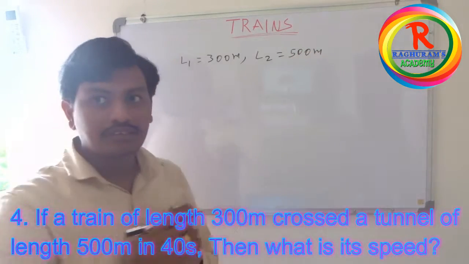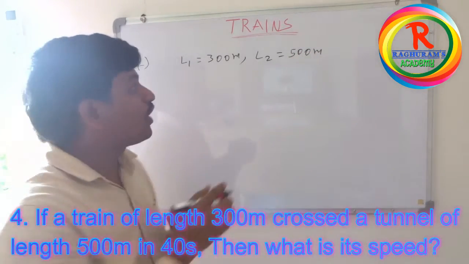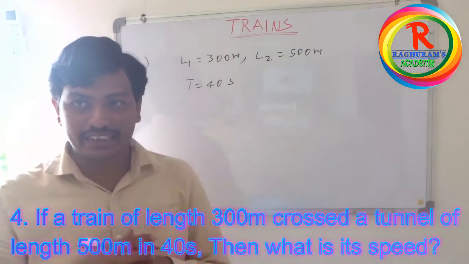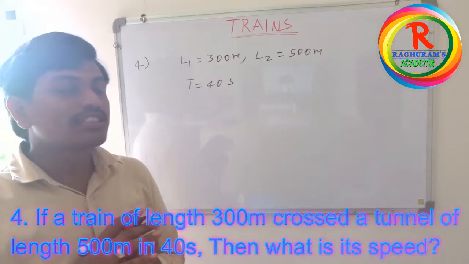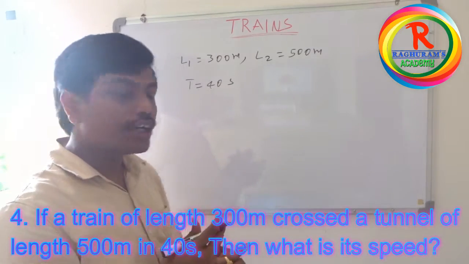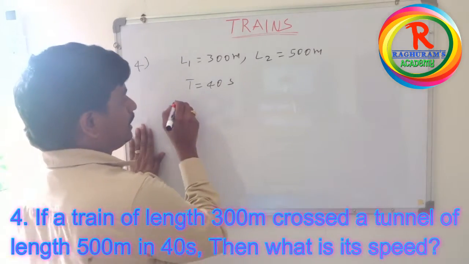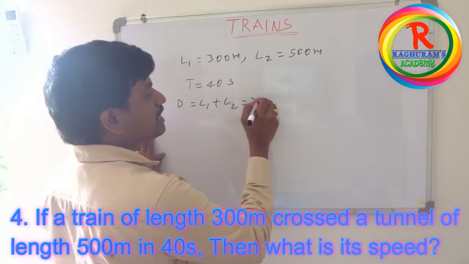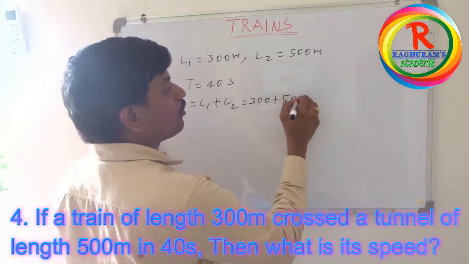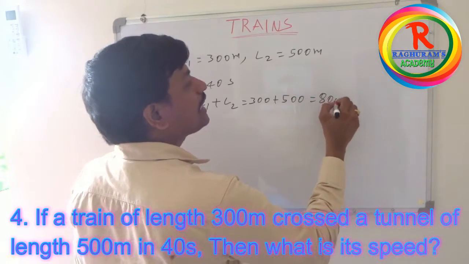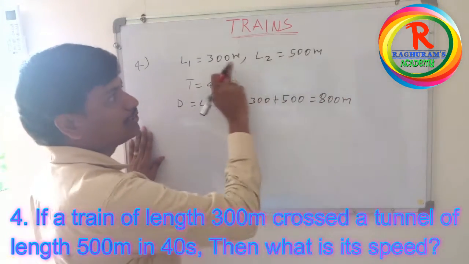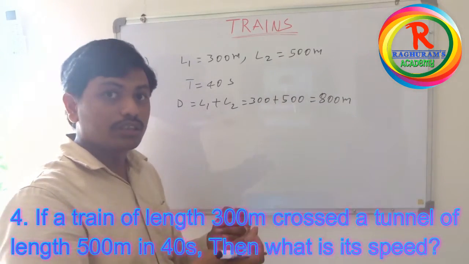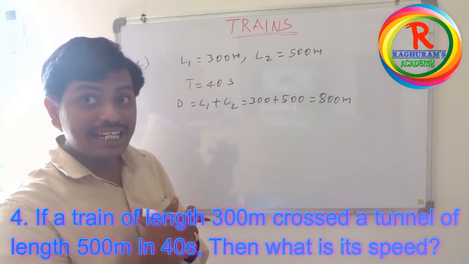And what is given? It is crossed in 40 seconds. Time is equal to 40 seconds. Then what is its speed? We need to find the speed. How do you find it here in this case? Distance is nothing but L1 plus L2. That is 300 plus 500. That's nothing but 800 what? Meters. Both are in meters. So distance is nothing but the addition of those two things, that is train and tunnel.